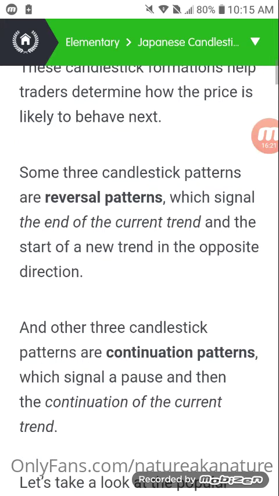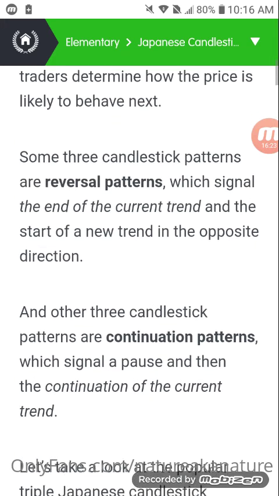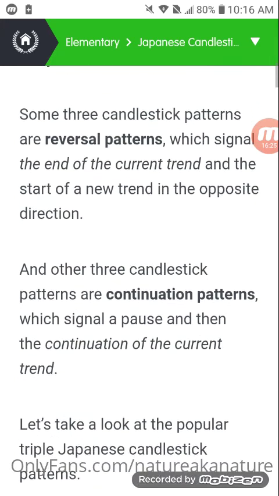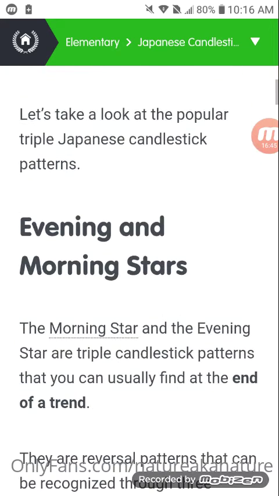There are some 3-candlestick patterns that are reversal patterns, signaling the end of a current trend and the start of a new trend in the opposite direction. And there are other 3-candlestick patterns that are continuation patterns, which signal a pause or consolidation, and then a continuation of the current trend. So let's take a look at the popular triple Japanese candlestick patterns.